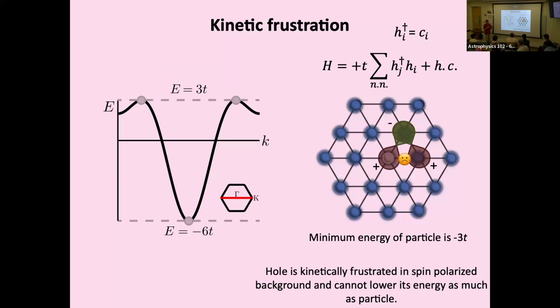You have to unfrustrate it by introducing some distinguishability in the system. How do you do that? You flip some spin around the hole, right? Because then when it moves around, these spins will get shuffled, and you can tell which trajectory the hole took. Did it go this way or did it go that way? So you'll remove the destructive interference.